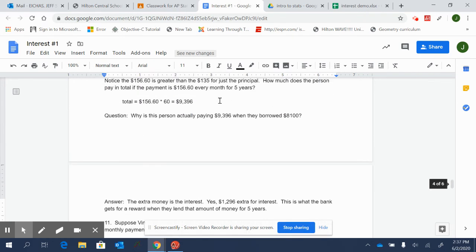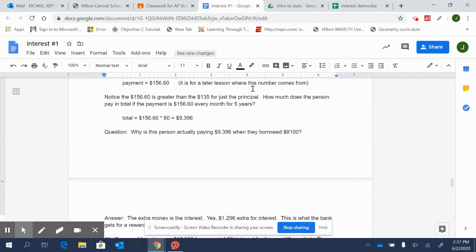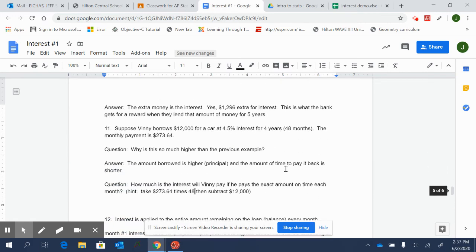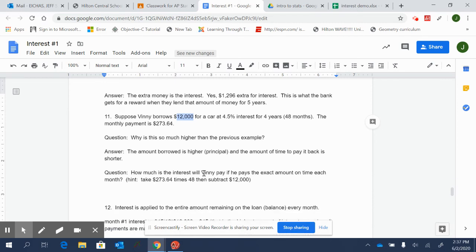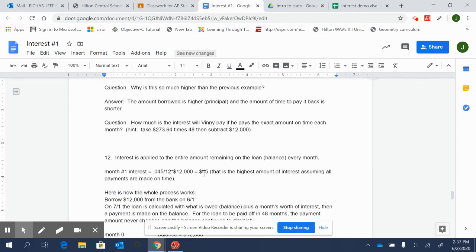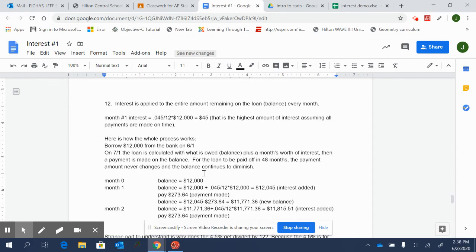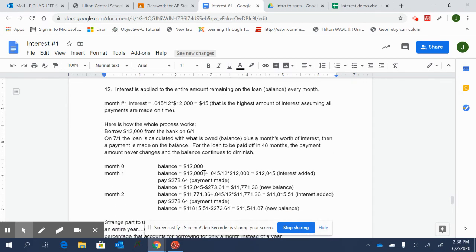Why was the last one $1,296? Well, two things: a higher interest rate and a longer amount of time borrowed. Even though this is a greater amount, you're borrowing it for a shorter amount of time and at a lower interest rate. So this is going to be an extra $1,134.72.